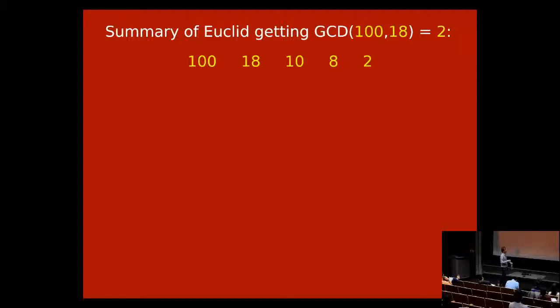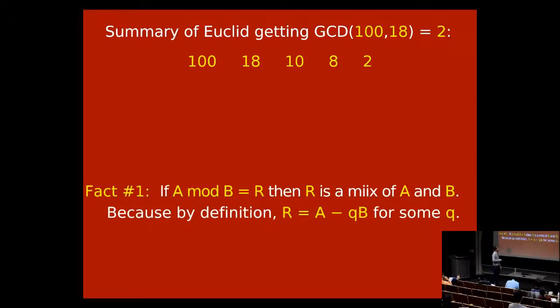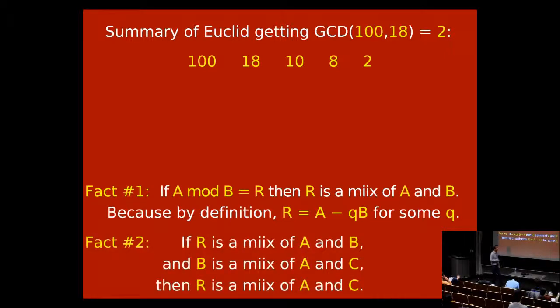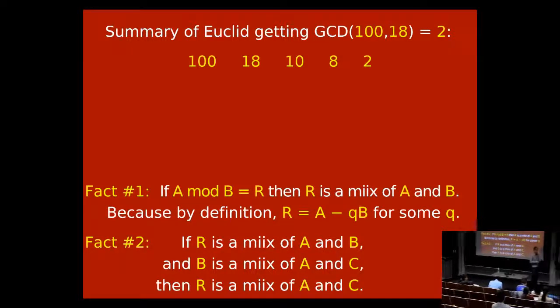So here's the summary of getting GCD of 100 and 18 equals 2. We went from 100 and 18 to 10, to 8, to 2, always doing mod of the previous 2 numbers. And let me just make a couple of quick observations. If A mod B is R, then R, the remainder, is always a mix of the 2 numbers A and B. Because by definition, R is A minus some multiple of B, and this is the mix. R is 1 copy of A and minus Q copies of B. And another thing that's very easy for you to check: if R is a mix of A and B, but B itself is a mix of A and C, then R is a mix of A and C, just as you would guess from the name.